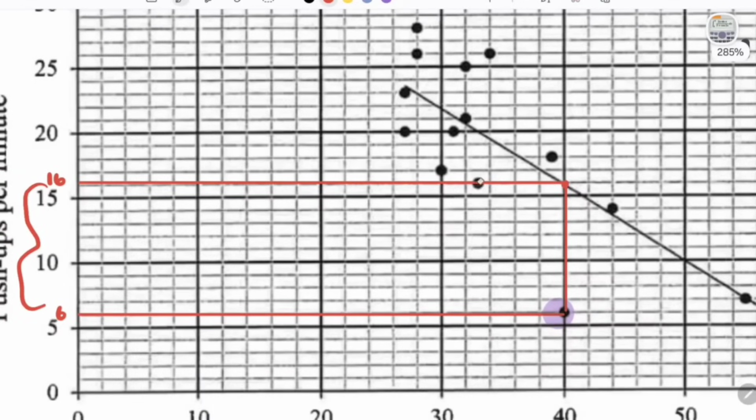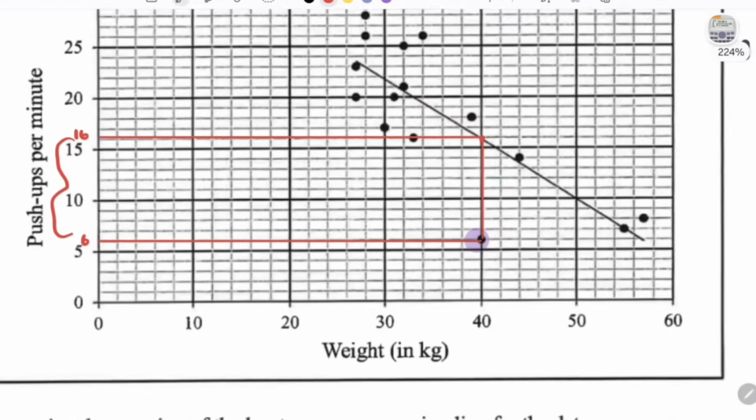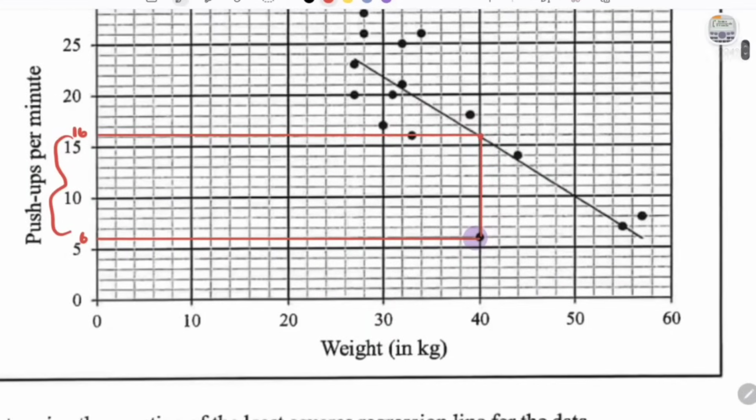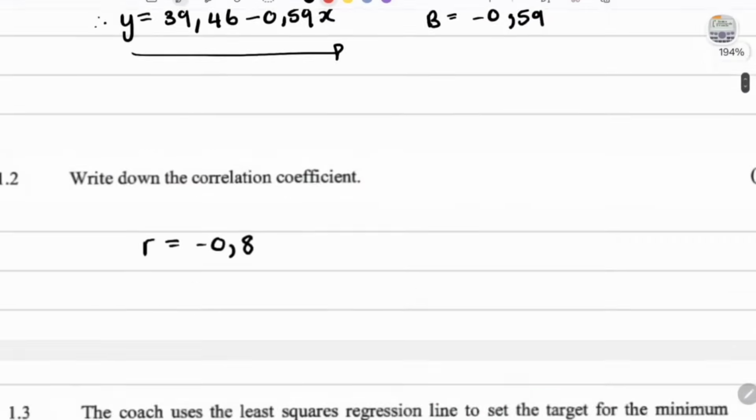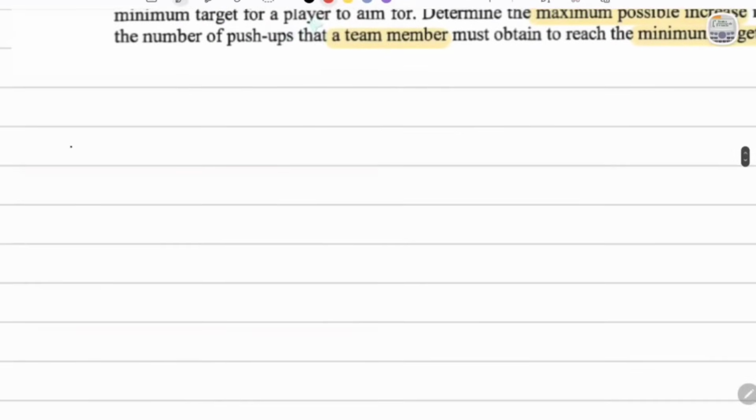All these other learners, their increase is not going to be that much. This learner over here is currently on 16 push-ups. They would just have to increase until they reach 20. So that's just an increase of 4. Likewise with everybody else, their increase is not as big as this learner. This learner's increase is the highest. So that would be the only calculation.